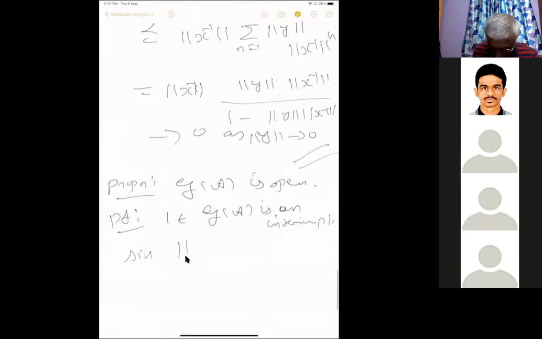Since 1 minus x is less than, I mean, maybe I'll write it in terms of open balls, since B of 1, 1 is contained in G of A. This one is the identity, the other one is the real number 1. So B of 1, 1 is contained in G of A, and that center is 1. So 1 is an interior point.